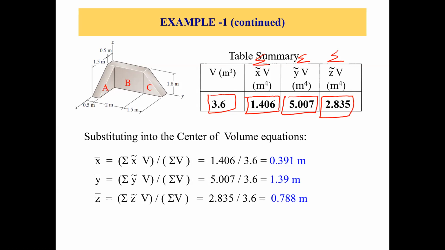All right. So now we have this. Now we can just apply 3 different equations to get X bar, Y bar, and Z bar of the whole composite body. Okay. So let's talk about this X bar of the whole composite body. So X bar equals summation of X bar times volume divided by summation of volume. So we need to use this equation to find out X bar.